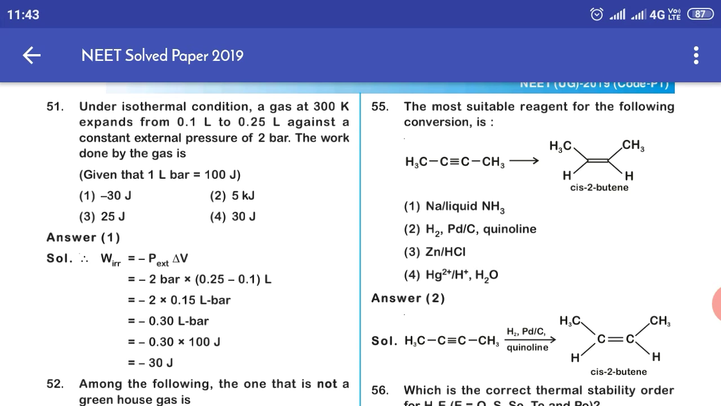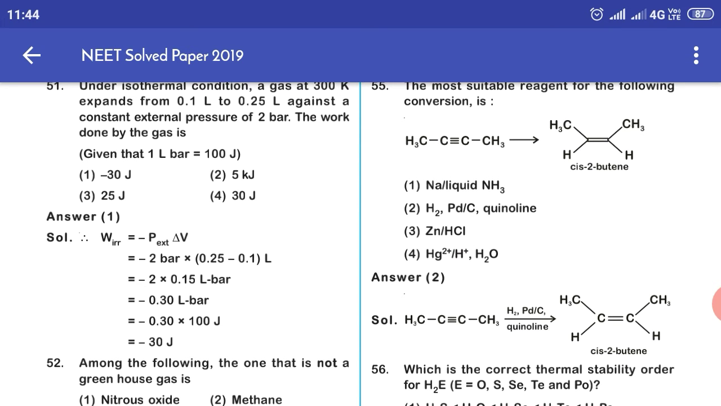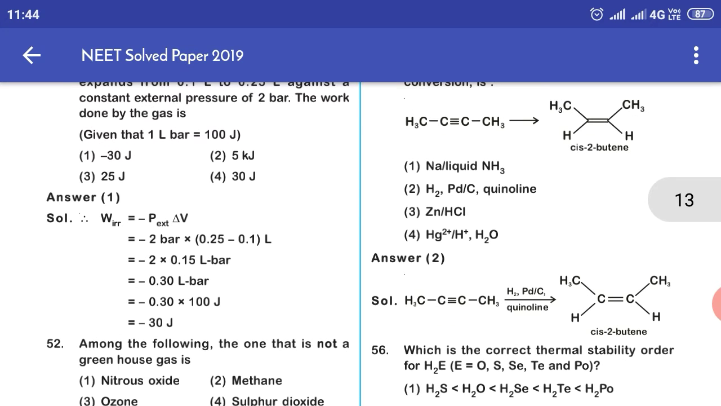So this is isothermal condition. Isothermal means at constant temperature, there is no change in heat, energy or temperature. The 300 Kelvin here is the temperature. The volume varies from 0.1 liter to 0.25 liter, so the volume expands, and external pressure is only 2 bar. This is an example of an irreversible process, and the formula is W equals minus P external del V. Here del V is V2 minus V1, V2 is 0.25, V1 is 0.1, pressure is 2 bar, and the answer is minus 30 joule. Option 1 is the answer.